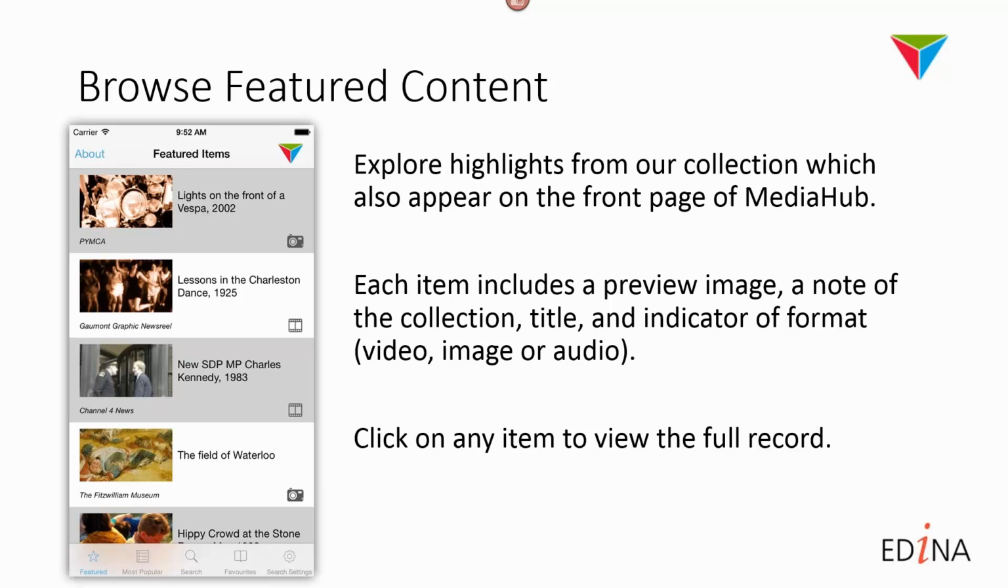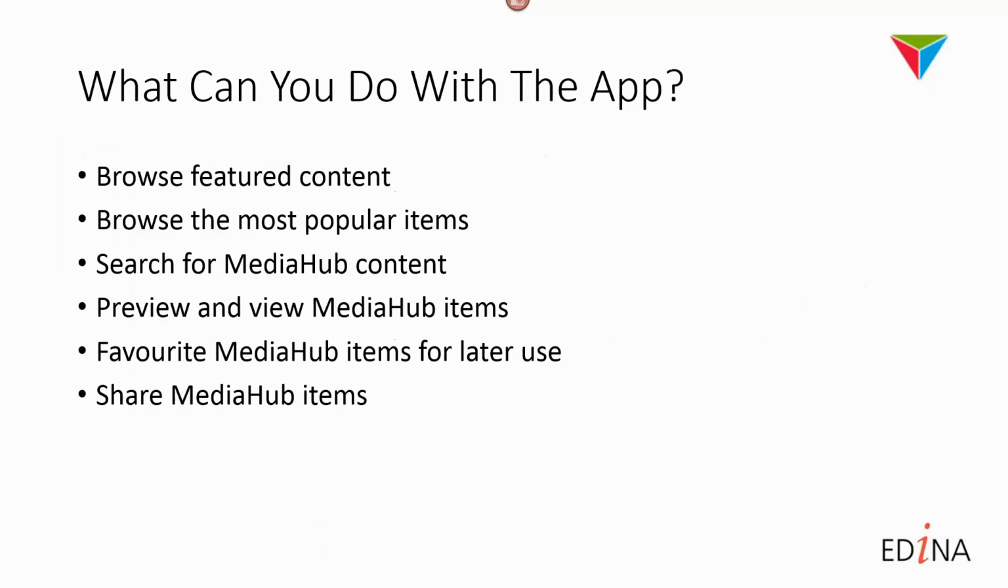So, browsing featured content. This is featured content from a little bit earlier in the year, because you all know what the featured content is this month. This is more exciting because these are some of the stuff that was a couple of months ago, rather than the ones in the future. So you can explore highlights from our collection, and that's the same stuff that you'll see on the front page of MediaHub. And you'll see that each one has a preview image, a little note of the title and what collection it's from, so the collection shows up just underneath the preview image.